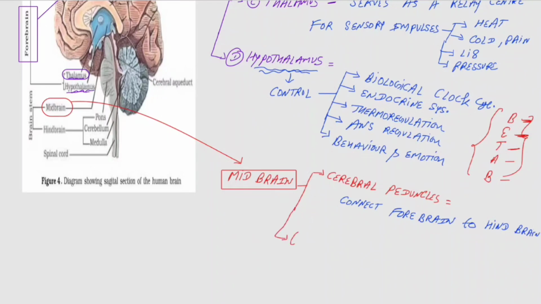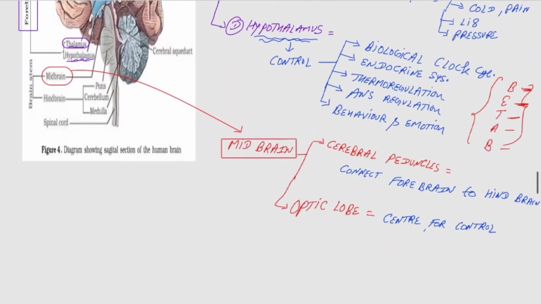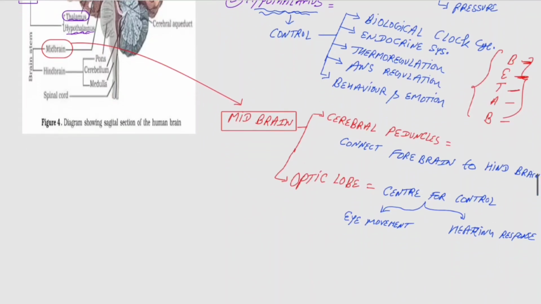And second is the optic lobe. The optic lobe is the center for control of eye movement and hearing response. Movement of the eye is controlled by the midbrain, as well as the hearing process.